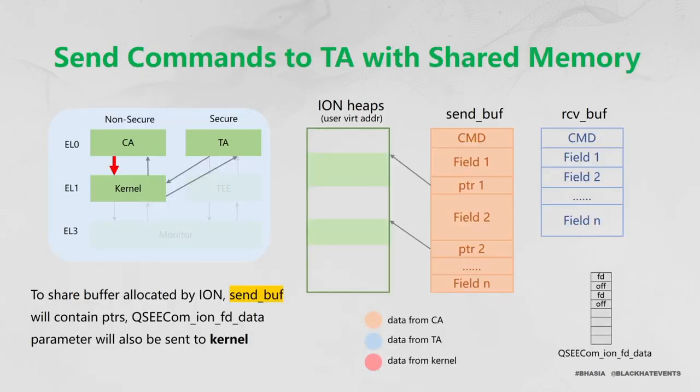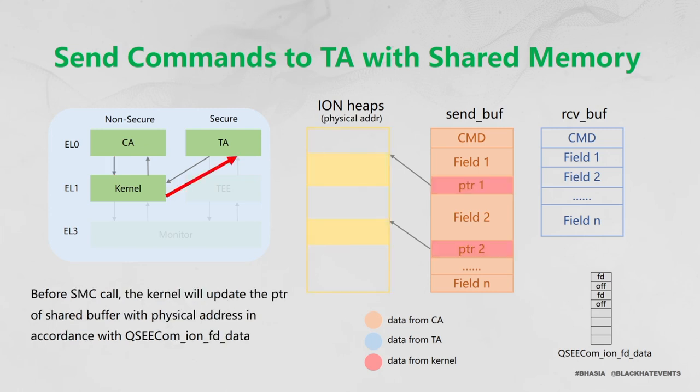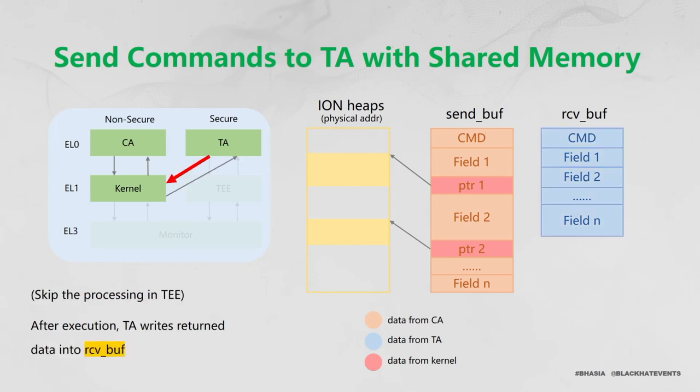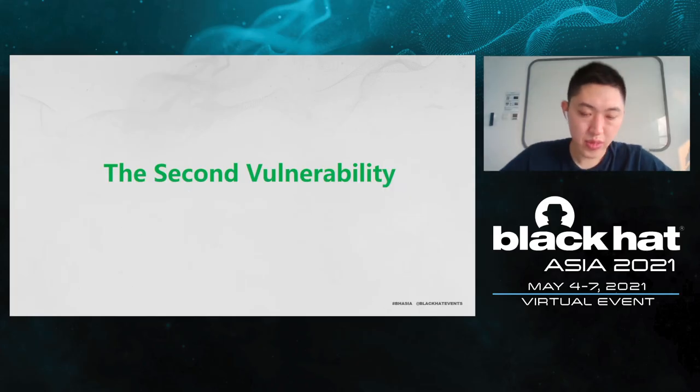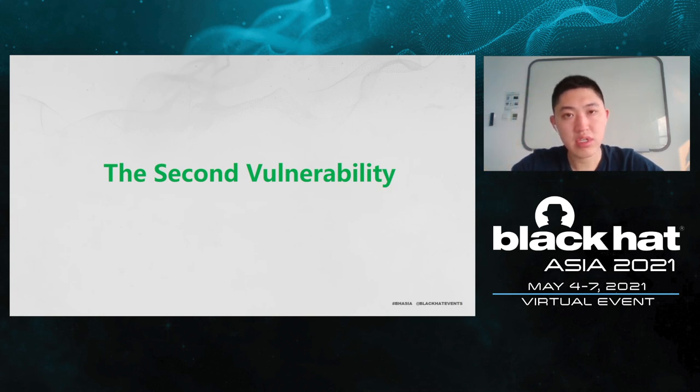As usual, from the user space to the kernel, and the kernel will make an SMC call to the TA. But before that, the kernel will translate the virtual address to a physical address in the send buffer. After that, the TA will return with the receive buffer filled. And finally, the kernel will return the control to the user space. But before that, the physical addresses are wiped out for security reasons, of course. So as the physical address will not get leaked to the user space, we need to find a vulnerability that can leak the physical address of the shared memory we are using.